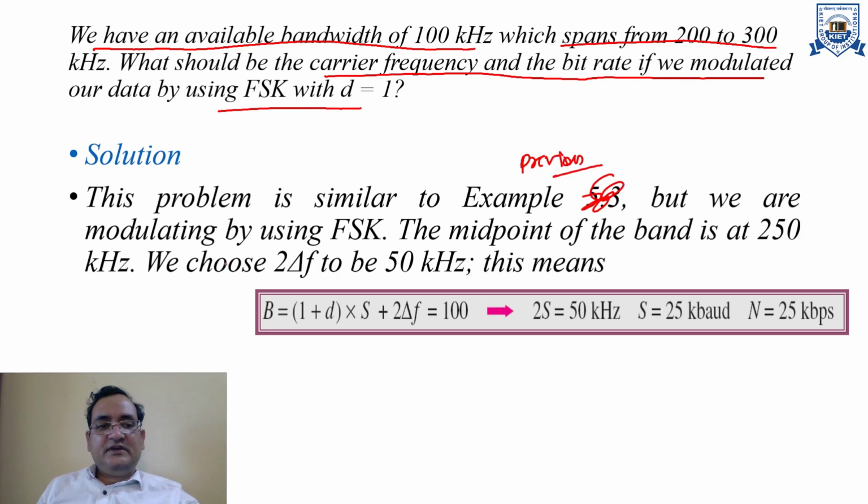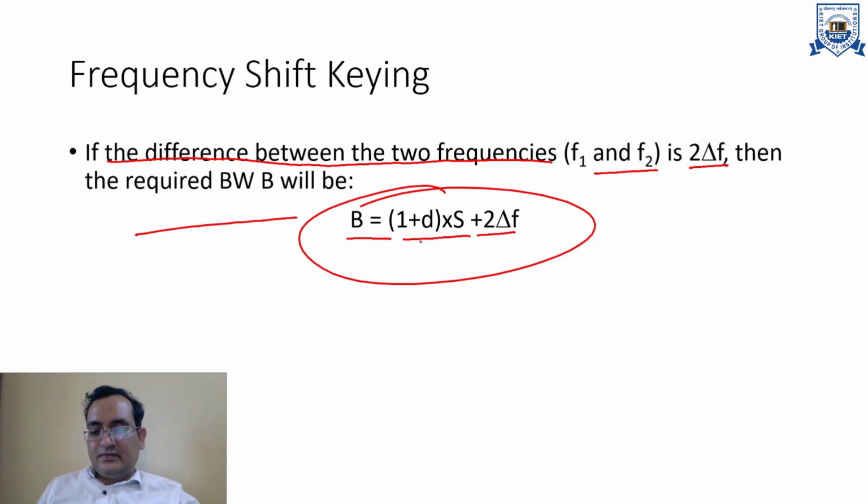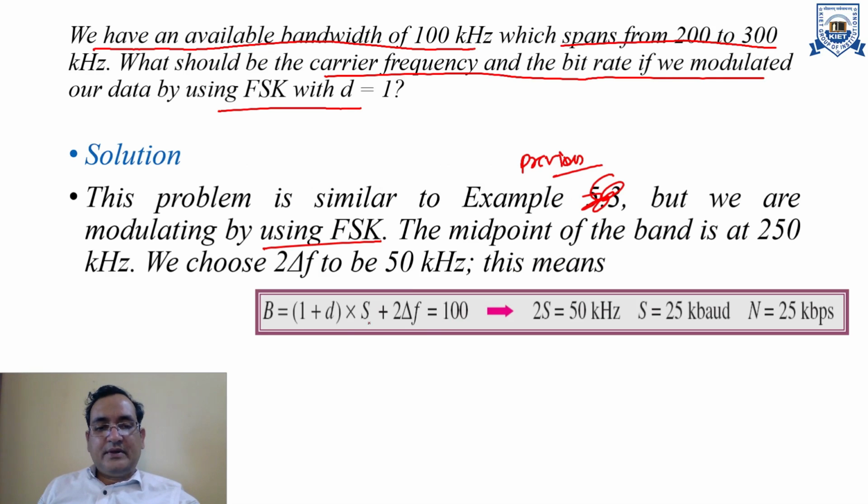So this problem is similar to the previous example, but we are modulating by using FSK. So we will use this formula, putting in all the values available in the question. You can clearly find the bit rate, which is 25 kbps, as well as the baud rate, right? Because you are transmitting d equal to 1, that means one symbol contains one bit, so the baud rate and the bit rate will be equal.